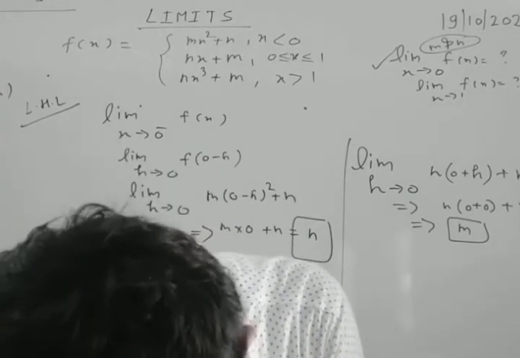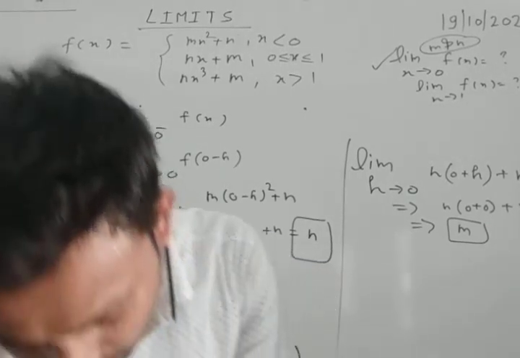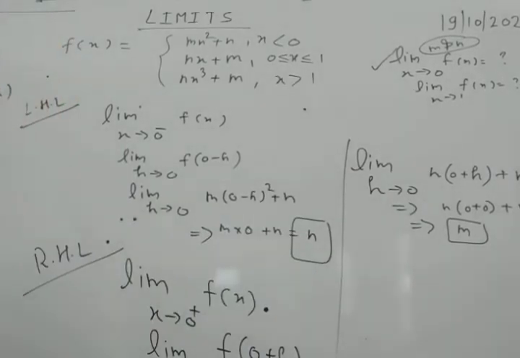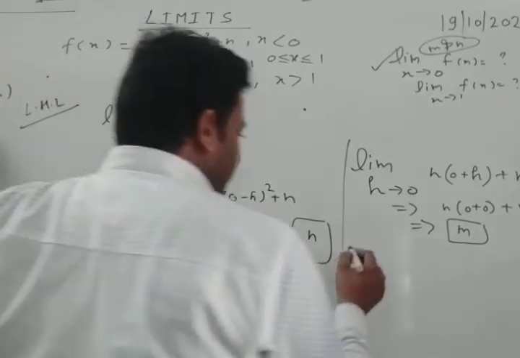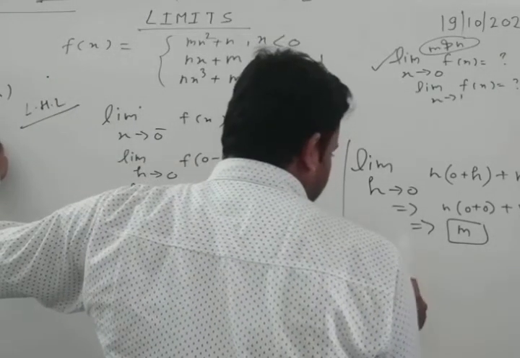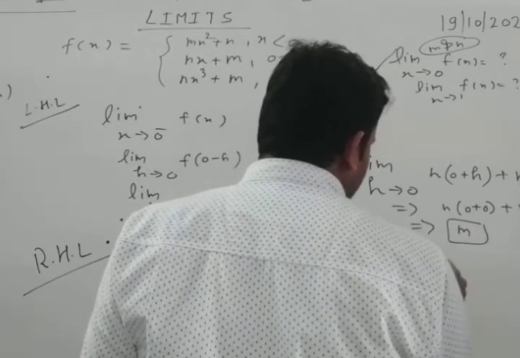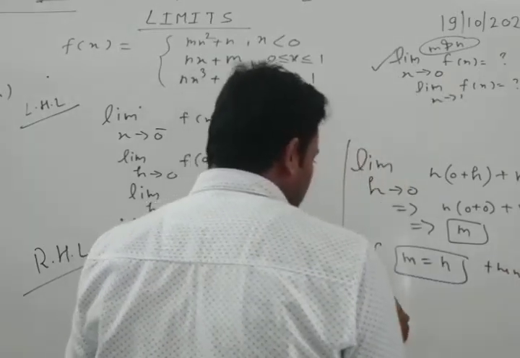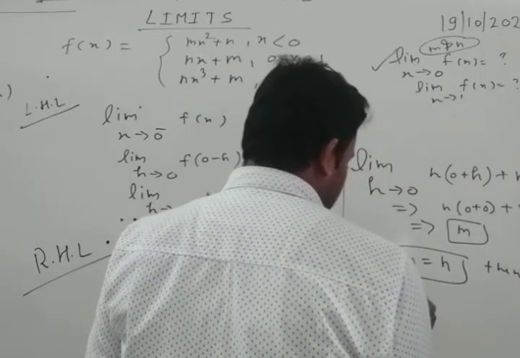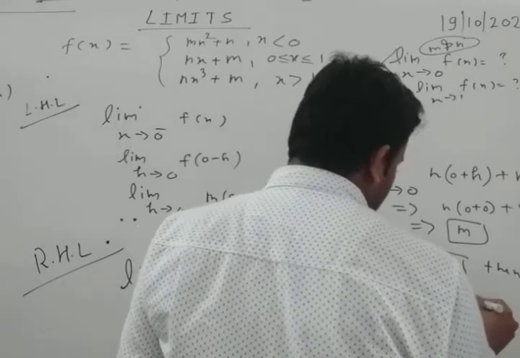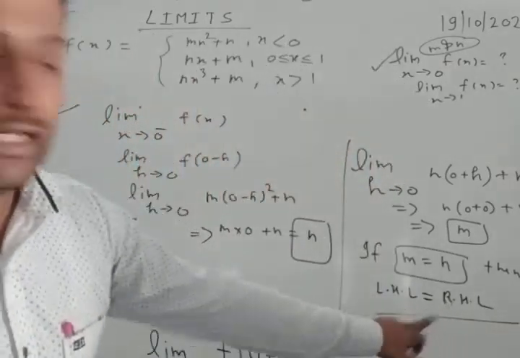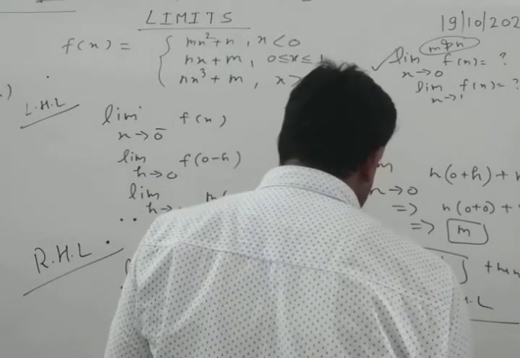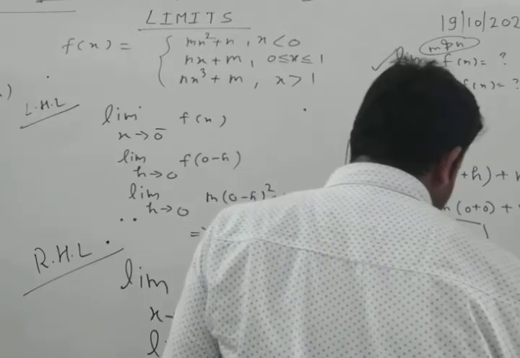Okay. So for what values of m and n does this limit exist? We write: if m is equal to n, then the left hand limit is equal to the right hand limit, and then the limit as x tends to 0 of f(x) exists.